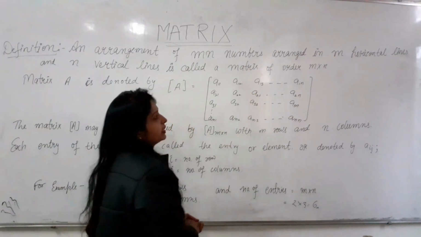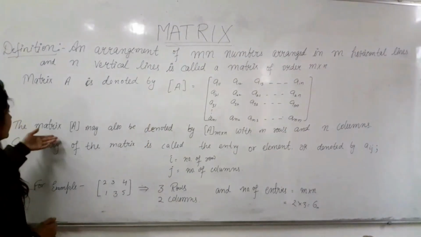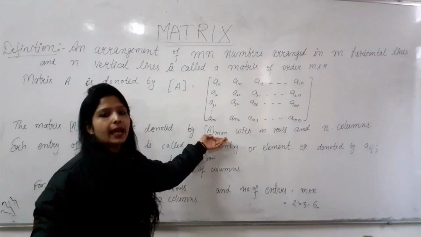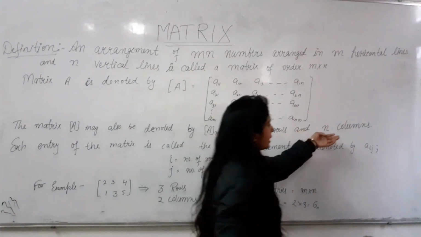Here we have defined the matrix. Now, the matrix A may also be denoted by A of order m by n, with m rows and n columns.